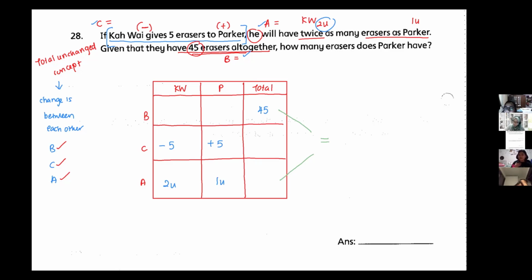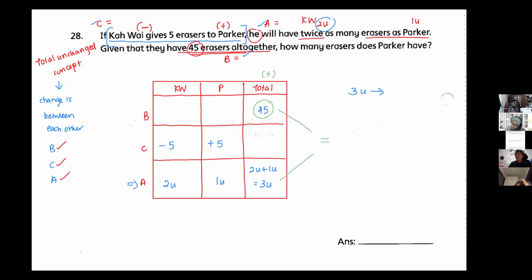Now if you know the meaning of total, total means plus, right? If I look at my before row, nothing to add because I'm already given the total. 45 is the total of Kawe and Parker. Right now, my information to add is my after row. So 2 units plus 1 unit equals 3 units. So what I understand here is that 3 units is equal to 45. I repeat, 3 units is equal to 45. Just follow the arrow up. So we take it out and then we rewrite.